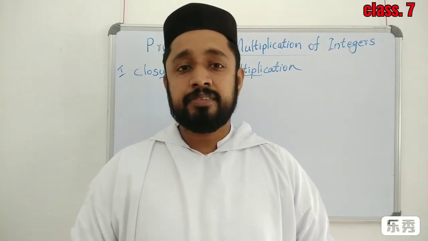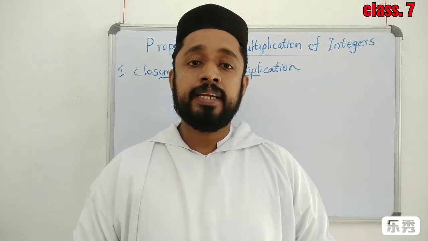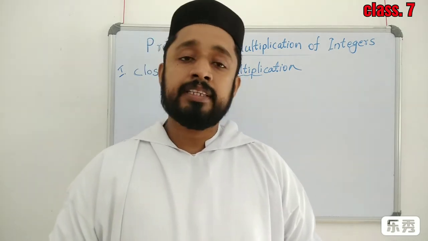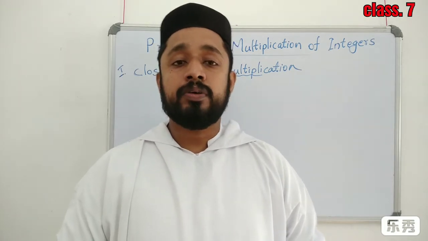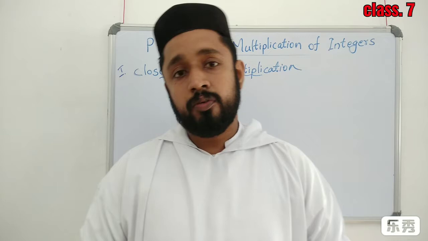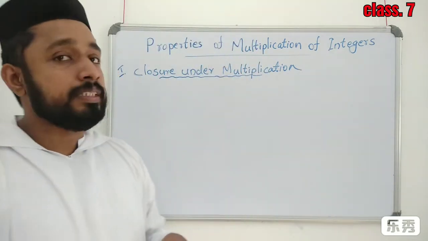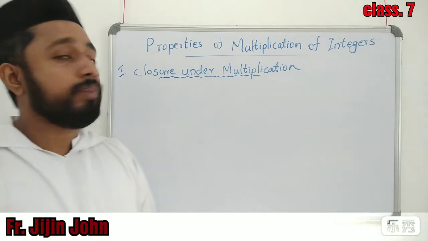In the last class, we were discussing multiplication of integers. We studied multiplication of one positive integer and one negative integer, multiplication of two negative integers, and multiplication of three or more than three negative integers. In this class, we are going to study properties of multiplication of integers.